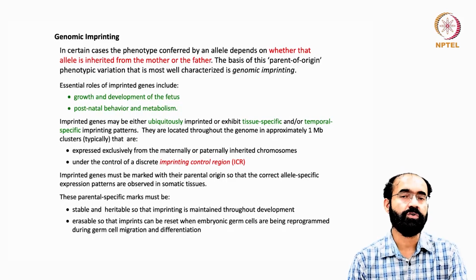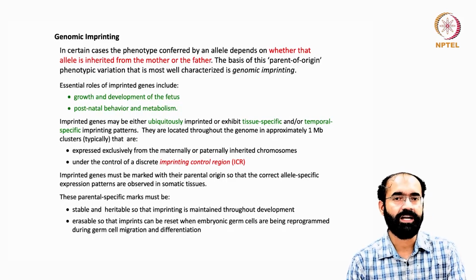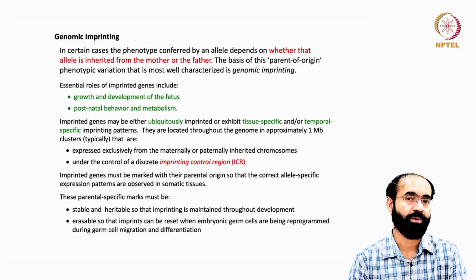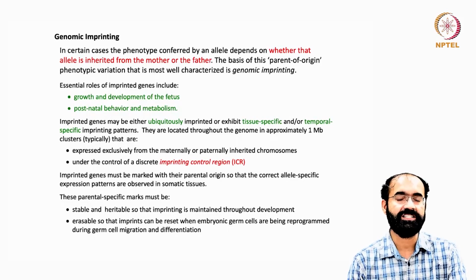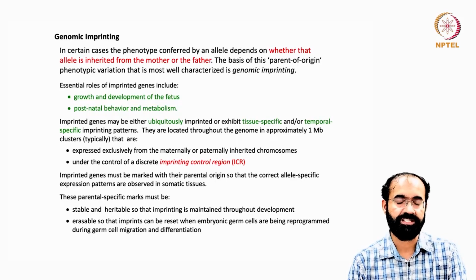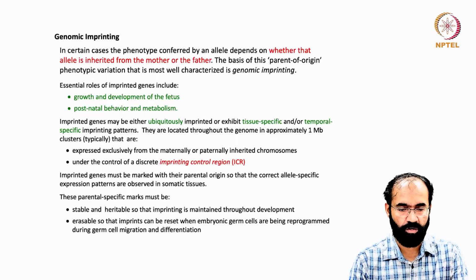The imprinting control region is somewhat similar to the regulatory elements we studied in eukaryotic and prokaryotic promoters. But the imprinting control region decides whether this area, this bunch of genes, should be allowed to express or not.